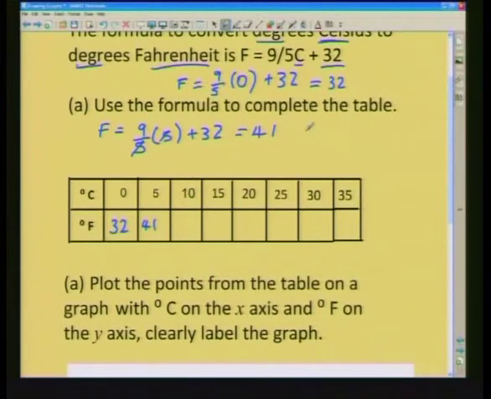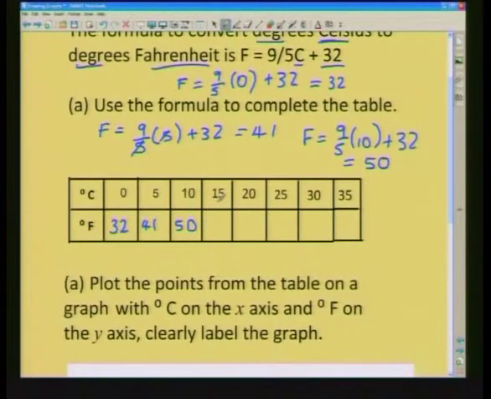Similarly, we can do that with the 10 degrees. So put in the 10 in place of the C in your formula. If you do that, you will get an answer of 50 degrees Fahrenheit. I'm not going to do all of the substitution for you. You can do that by yourself. And when you are done, make sure that you get the following degrees to complete the table.